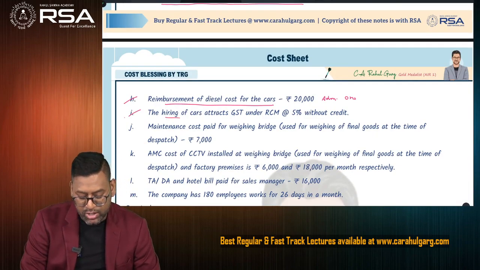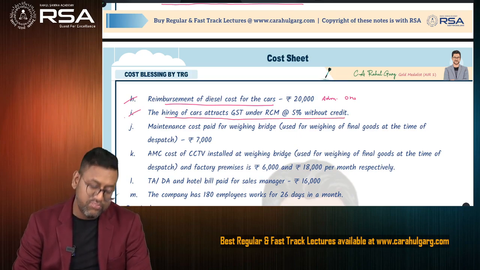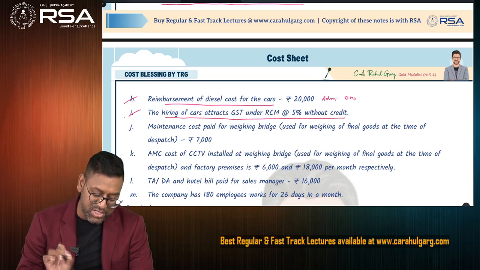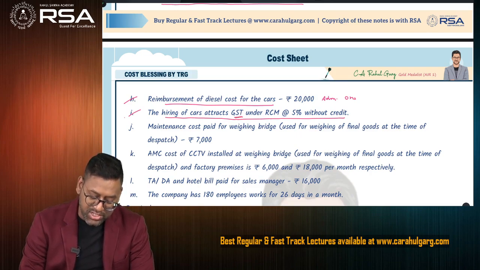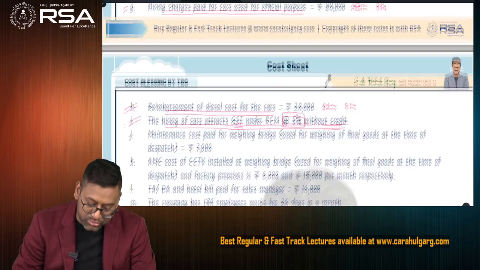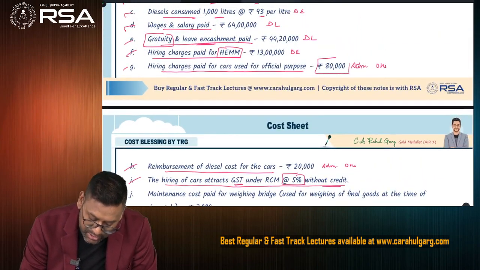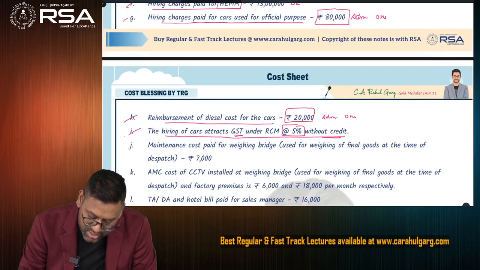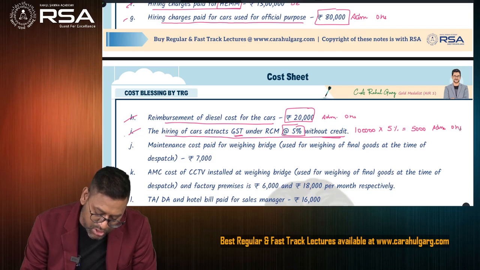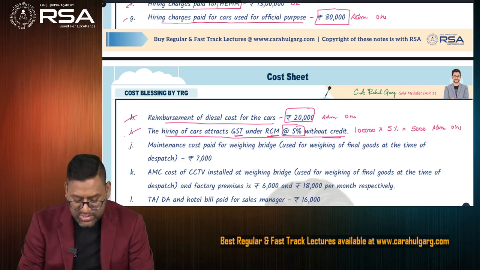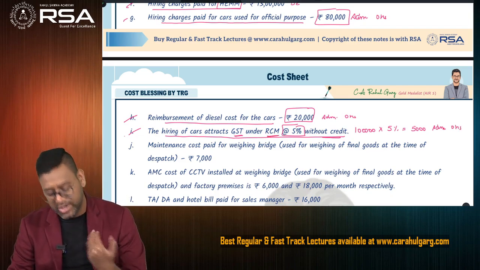Kindly note, the hiring of cars attracts GST under RCM at 5% without credit. So it says whenever you hire the cars as per the GST rules, you have to pay the GST at 5% without the credit, means you will not get any credit. So how much amount have you paid? 80,000 hiring charges, 20,000 is reimbursements. In total, you have paid rupee 1 lakh. So 1 lakh into 5%, that 5,000 rupees shall also come under the ambit of administration overheads. What is the meaning of RCM? It means reverse charge mechanism.